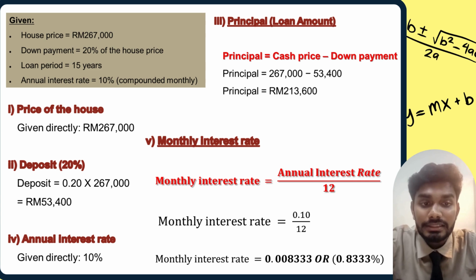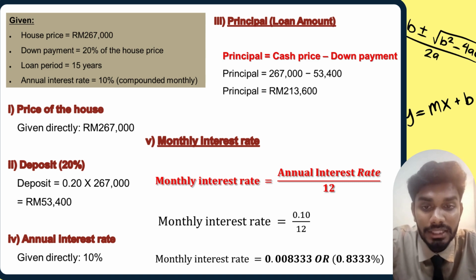For the principal, finding the loan is easy. There's a formula: principal equals cash price minus down payment. Our cash price is the house price, 267,000, and the down payment is the deposit, 53,400. So 267,000 minus 53,400 gives us 213,600. That is the principal.